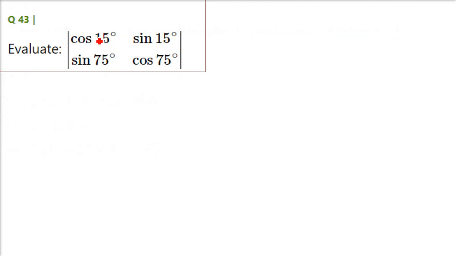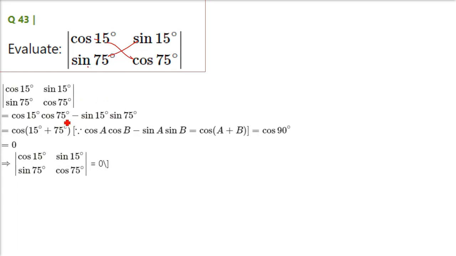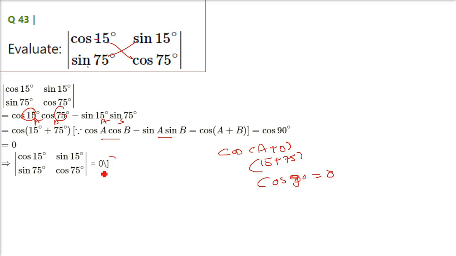So this you can directly do, and you will have to use the trigonometric identity. So cross multiply: cos 15 cos 75 minus sin 75 sin 15. So cos A cos B minus sin A sin B gives cos(A plus B). What is A here? A is 15, B is 75. So A plus B is 75 plus 15, which is 90. So cos 90 it will be. And cos 90 is simply 0. So the answer is 0 here.